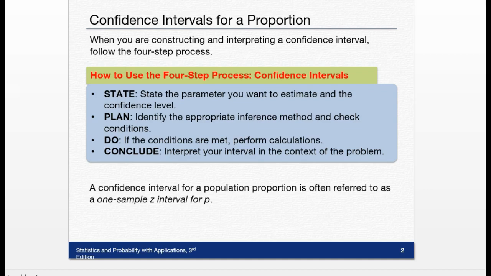You plan, you identify the correct method, which is the confidence interval we're doing, and we check the two conditions that we've talked about, the random and the normal condition. If the conditions are met, we perform the calculations, and then conclude, we interpret our interval in the context of a problem. A confidence interval for a population proportion is referred to as a one-sample z-interval for p. This is the inference method we identify, and that's what we're using right now.